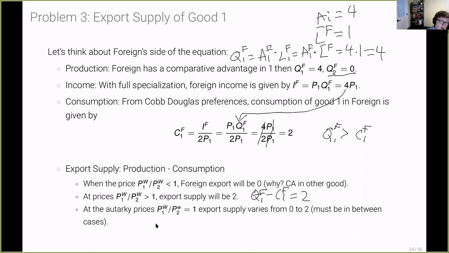And then at autarky prices, we're in this sort of weird corner case, but the way I like to most easily think about it is that when the world price is below 1, foreign exports are 0, and when it's above 1, foreign exports must be 2. So in this little corner case, exports are going to be just in between those two values, between 0 and 2.